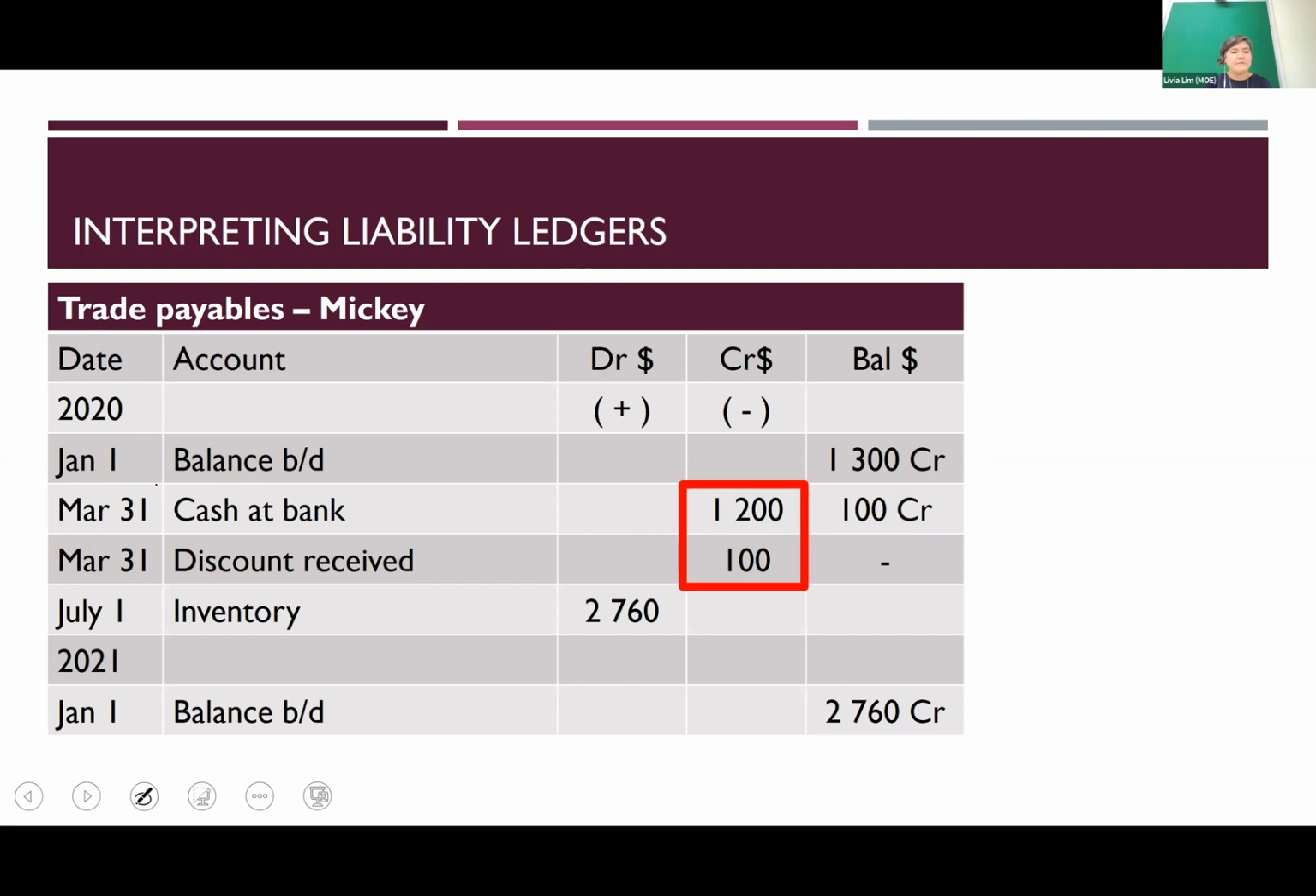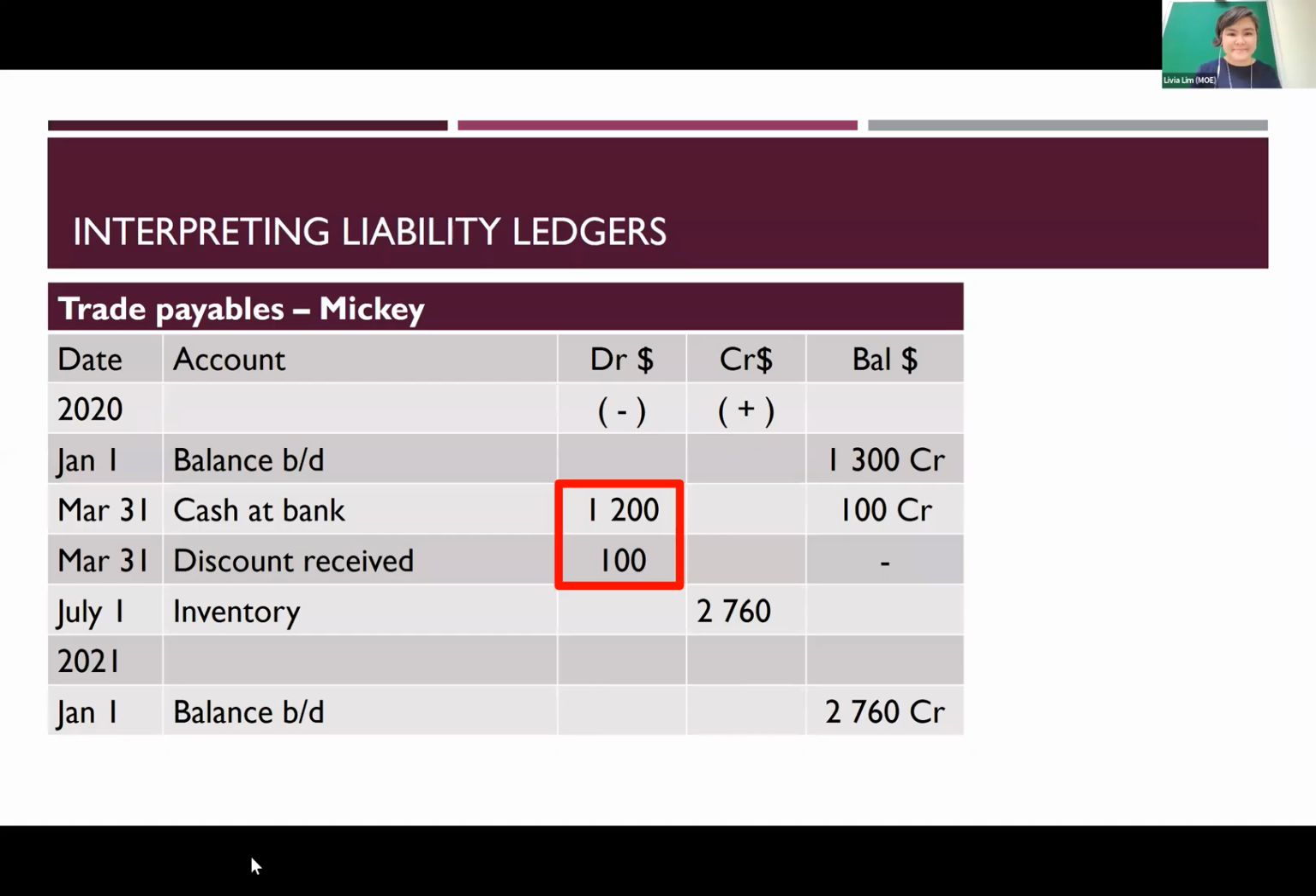All right, and this trade payables, Mickey has got two items again. It's got a $1,200 under the credit column. Wrong. Let me go and change this and come back again. I'm back. All right, so I've corrected my mistake and so now I'm fine.